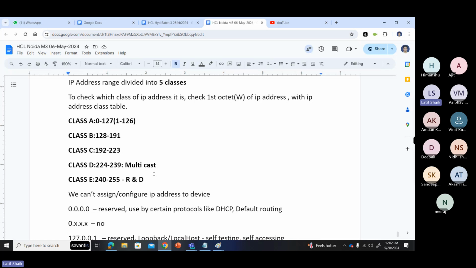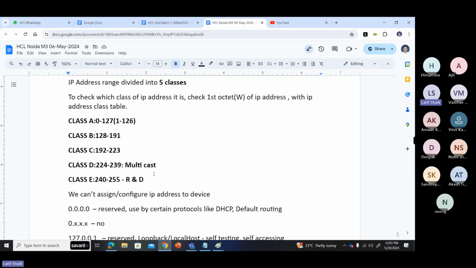The Class E range, 240 to 255, is reserved for research and development, R&D purposes. In certain places, or maybe for certain future representation purposes, this Class E range is reserved. So we cannot use it in public. Next, Class D, 224 to 239, is multicast addresses.